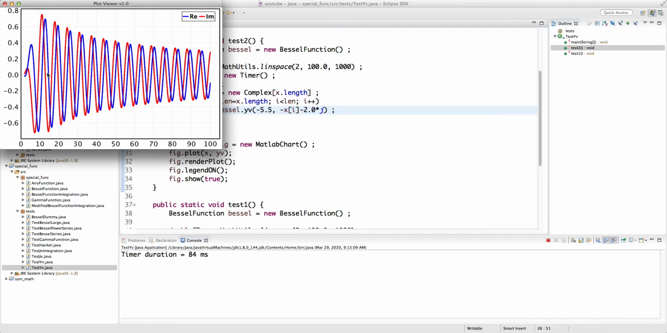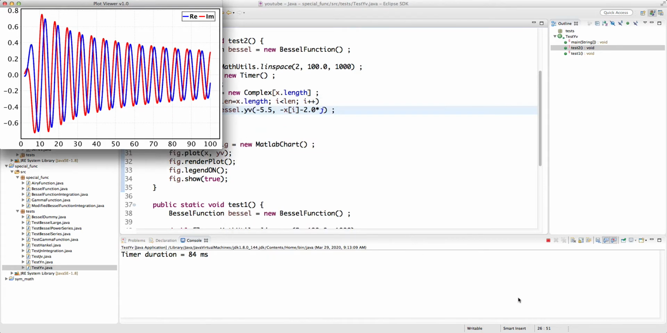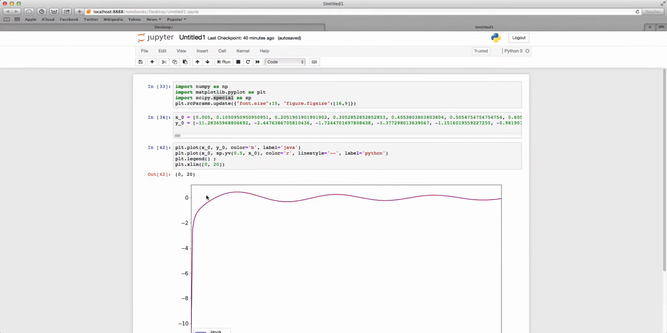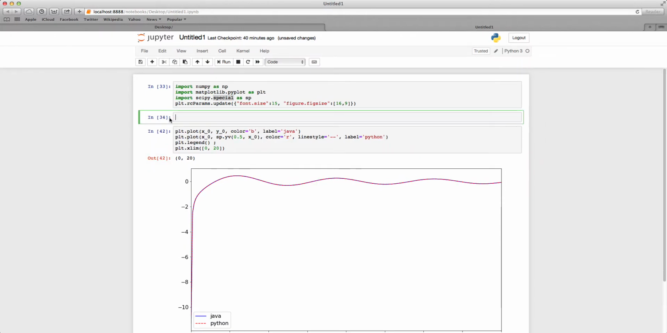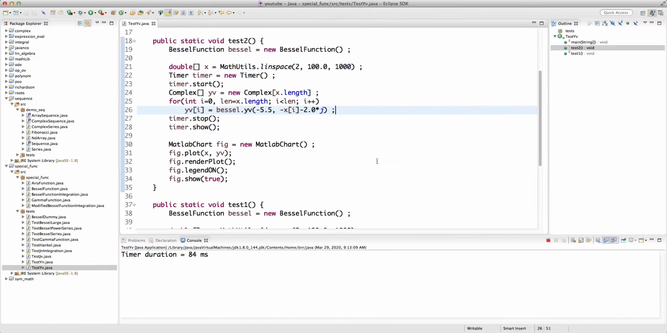This is the real part and imaginary part. The blue is the real part, and we can export it to Python and compare it with the Python results. So I'm going to open it in a text file, and let's go to our Jupyter notebook here and paste the result. So y0 is the real part, y1 is the imaginary part. So Y nu, and let's see, we're calculating minus 5.5 and minus x minus 2j.